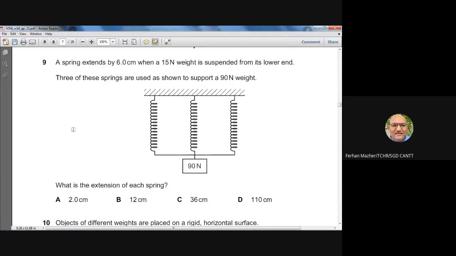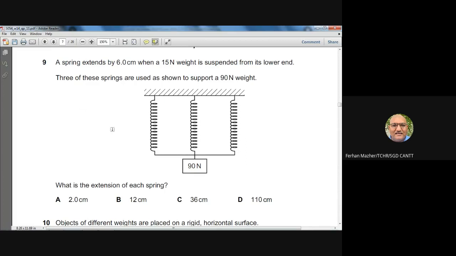It's a very, very important question. A spring extends by 6 centimeters when a 15 Newton weight is suspended from its lower end. So if you take a single spring and you hang a 15 Newton load, the extension produced will be 6 centimeters. 3 of these springs are used as shown to support a 90 Newton weight.